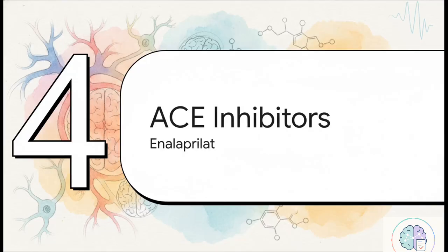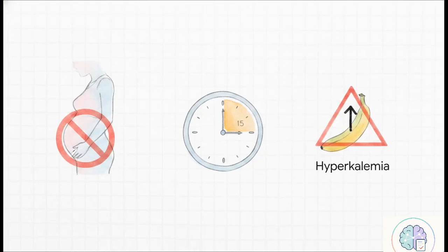Section 4, ACE inhibitors. For this final group, we're focusing exclusively on enalaprilat. Enalaprilat is actually the active metabolite of the oral drug enalapril. When you give it IV, it acts rapidly, getting to work within about 15 minutes of administration. There are 2 absolute things to lock into your memory here. First, it is absolutely contraindicated during pregnancy. Never use it for a pregnant patient. Second, it carries a very real risk of hyperkalemia, which occurs in about 1% of patients, so you absolutely must monitor those potassium levels.